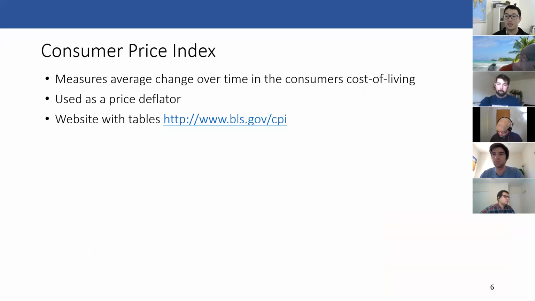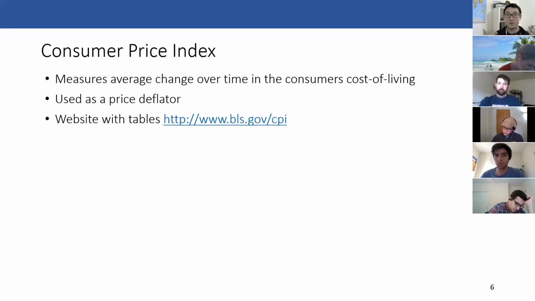So you may have heard of this before. It measures an average change over time in the consumer's cost of living. And that cost of living is represented by what's known as, quote unquote, a basket of goods. That basket of goods is a set of goods, services and products that are commonly bought by consumers, and they track the prices of the things in that basket over time and average it out to figure out this index, which is a representation of average inflation for the average consumer.